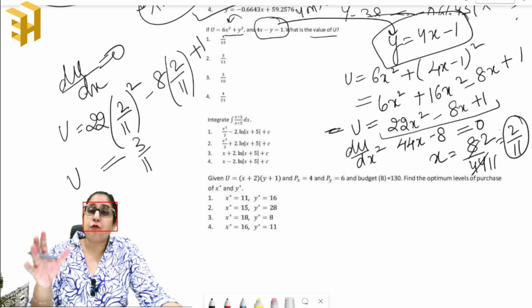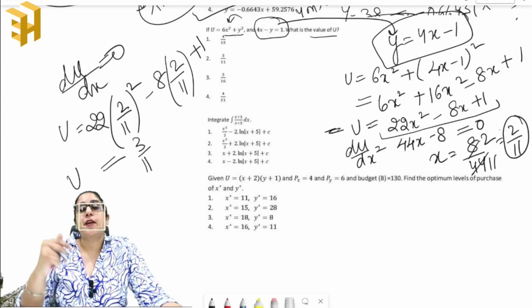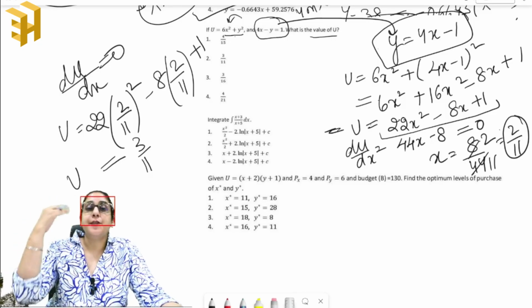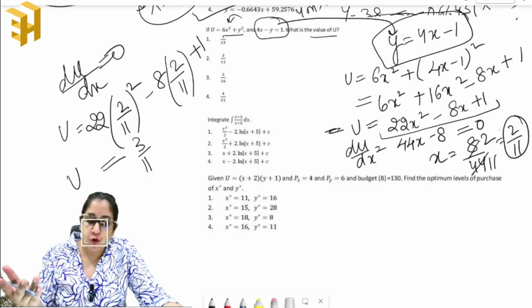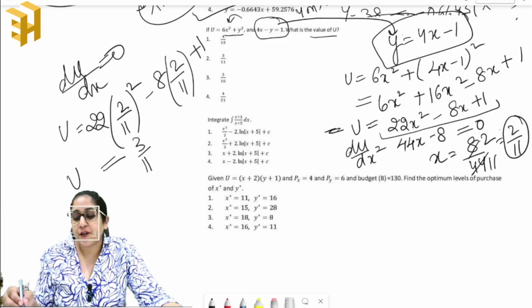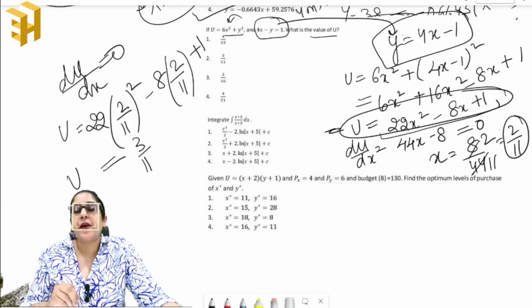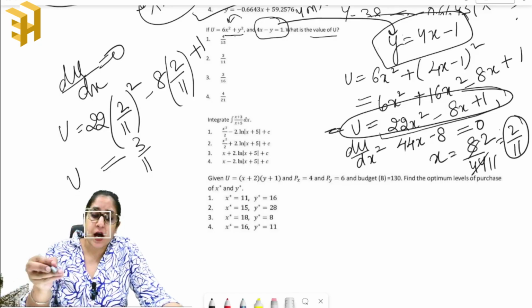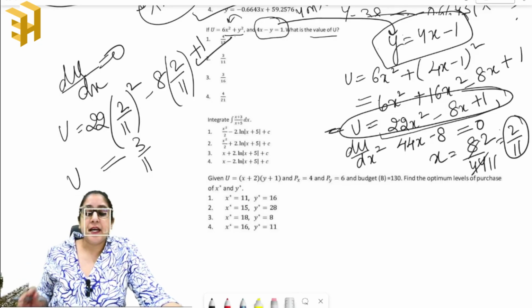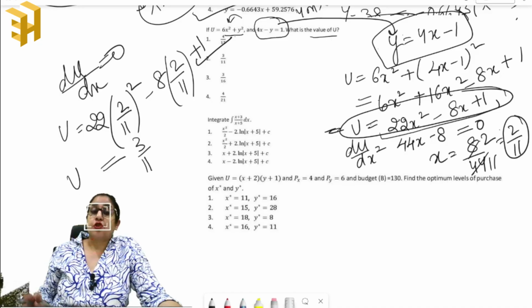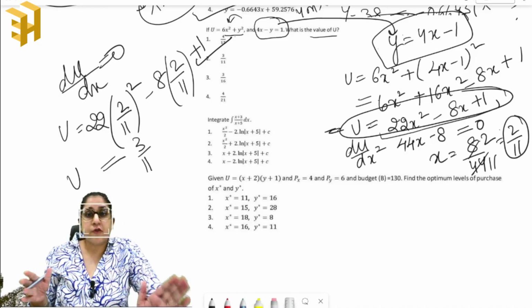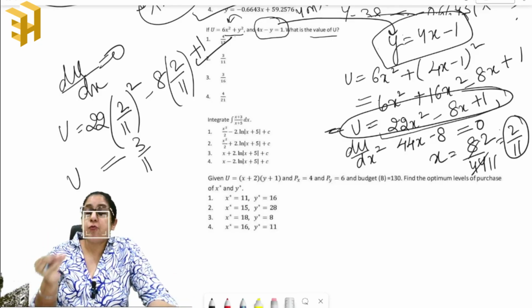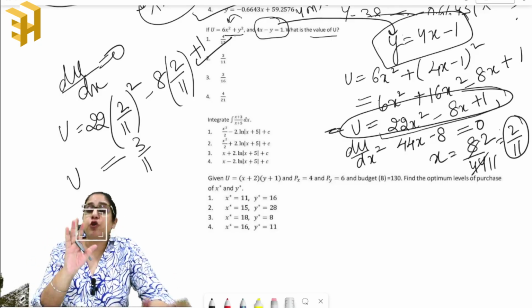Some of you would go on to find the value of y and then calculate u. Why waste time when they've simply asked you the value of u? Why not just substitute the value of x here? So the answer is 3 by 11 in this case. Time is very valuable here, so don't go for a lengthy approach. Just see what you are asked and focus on that.